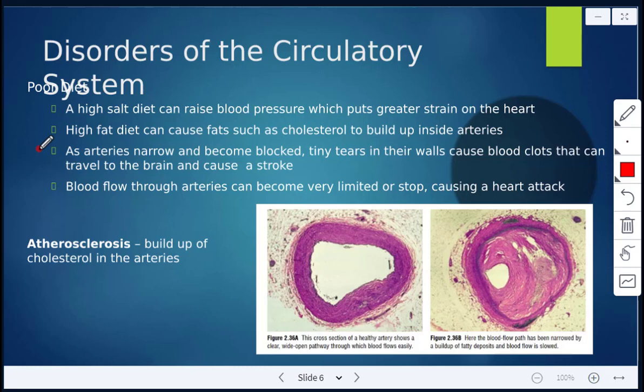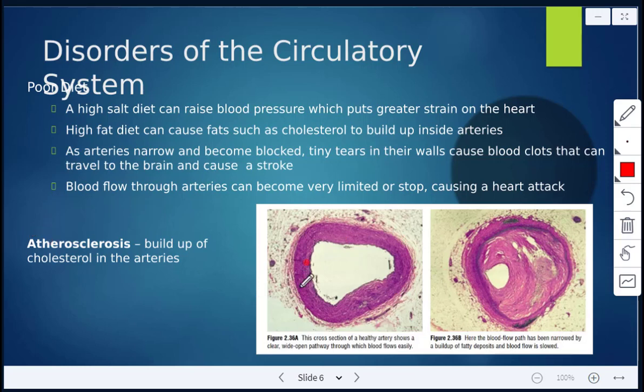Tiny tears in the walls can cause blood clots that can then travel to the brain, or travel to the heart, causing a heart attack or a stroke. Blood flow through arteries can become very limited, or it might completely stop, and that can cause a heart attack. So the term atherosclerosis is the buildup of cholesterol in the arteries.